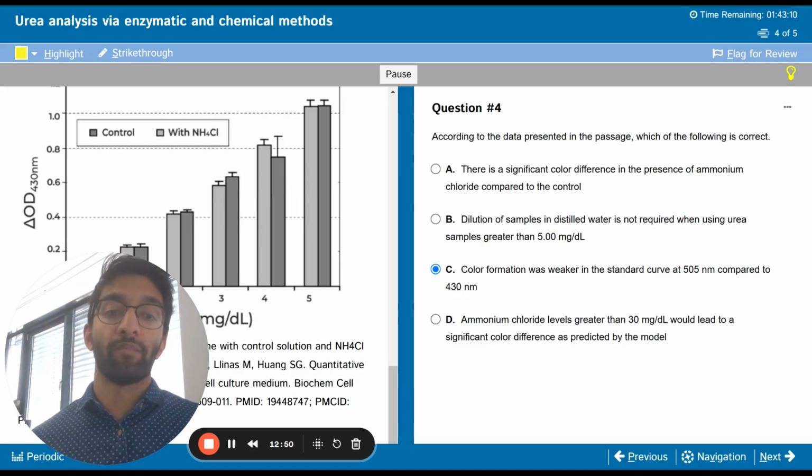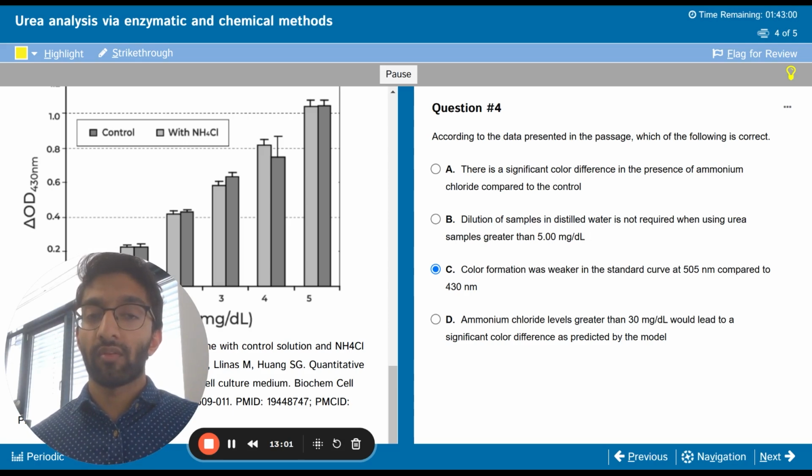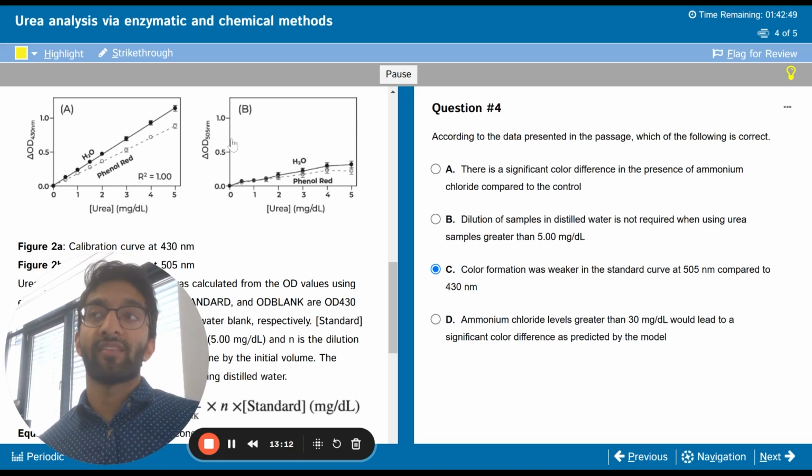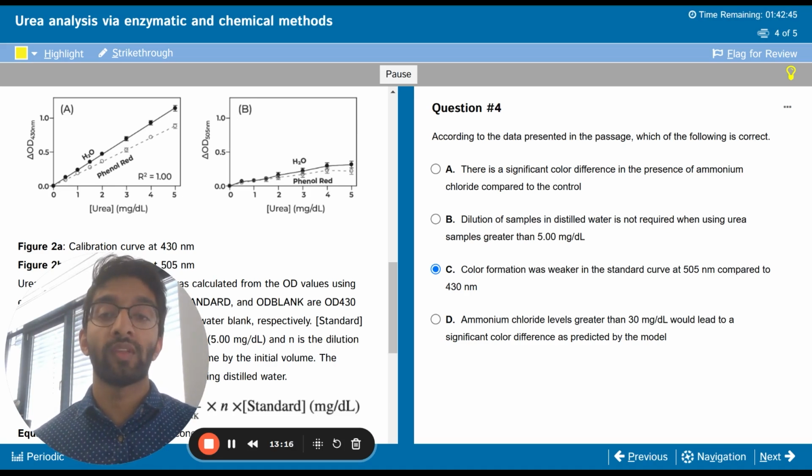A is wrong. B, dilution of samples in distilled water is not required when using urea samples greater than 5. Okay, what does this mean? That if we have a sample greater than 5 milligrams per deciliter, we don't need to dilute it. But if we go back to this graph, what we see is that the concentration of urea only goes up to 5. You can't ever extrapolate calibration curves. And in general on the test, unless you have a good reason to do so, try not to extrapolate from the data, because we can't always assume that the trends we see will hold. And that's the exact same case here.